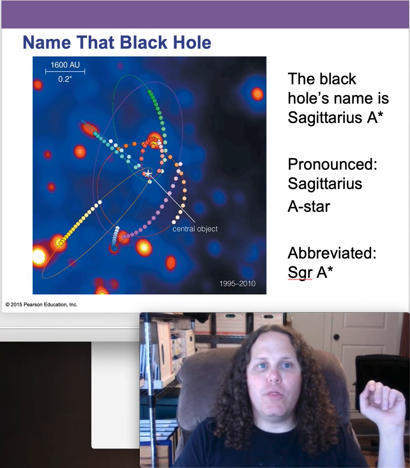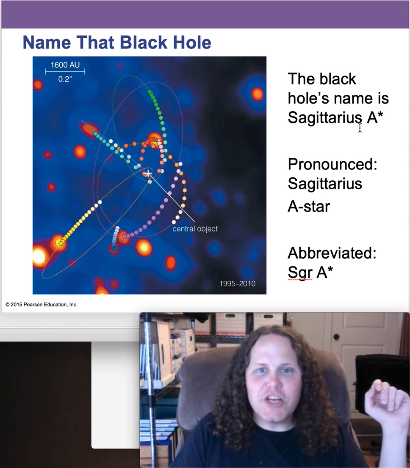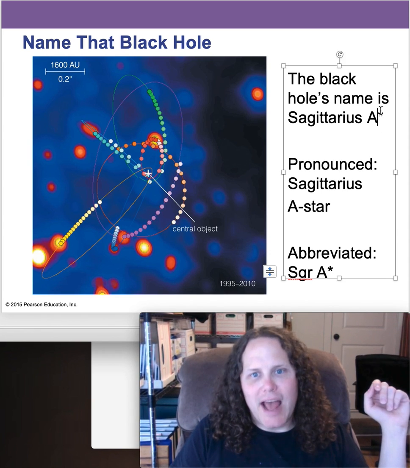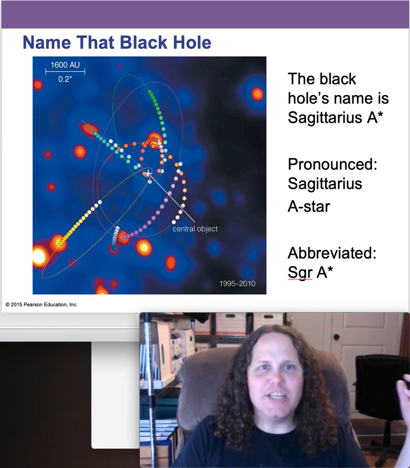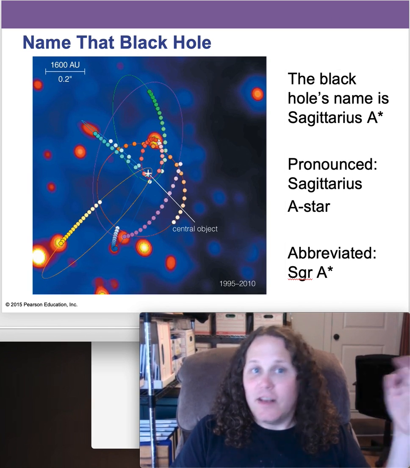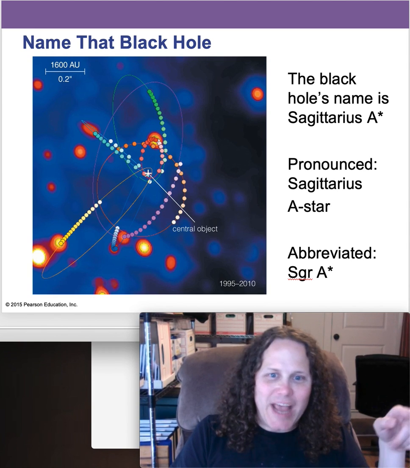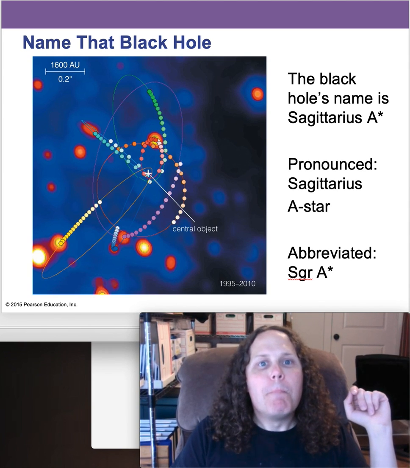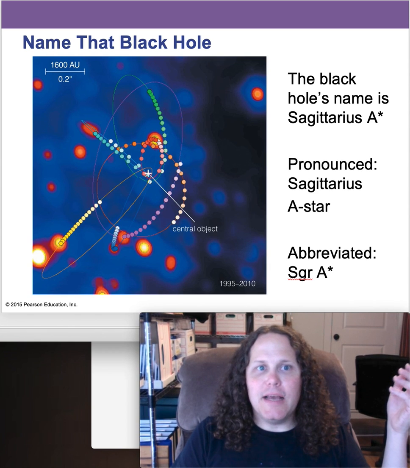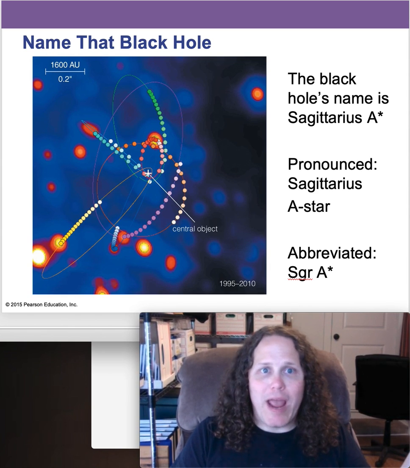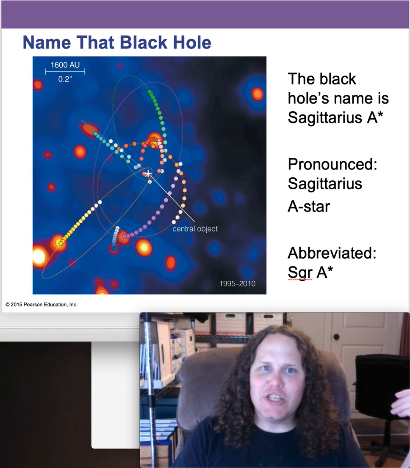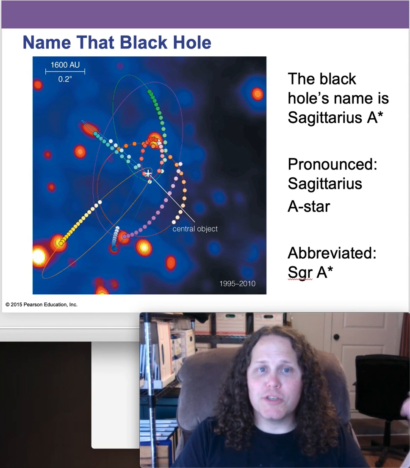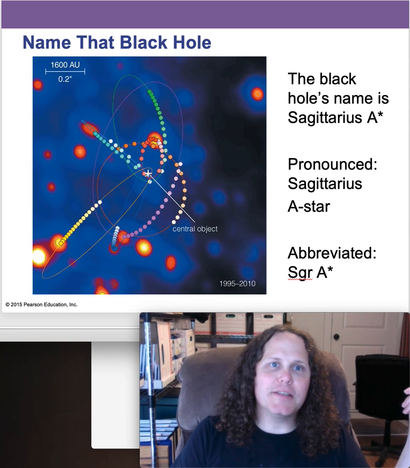Astronomers call this black hole Sagittarius A star. That asterisk is pronounced star. Sagittarius A star. It's in the constellation Sagittarius, near the tail of Scorpio the Scorpion. The asterisk means its magnetic field emits radio waves, which is how it was discovered. So the name Sagittarius A star means the first radio source discovered in Sagittarius.